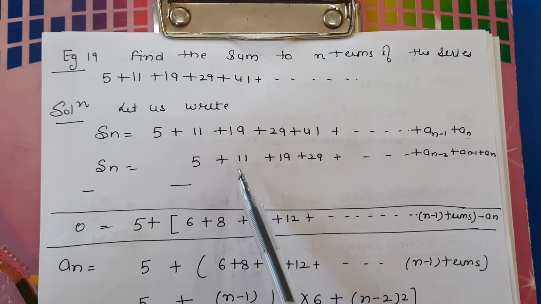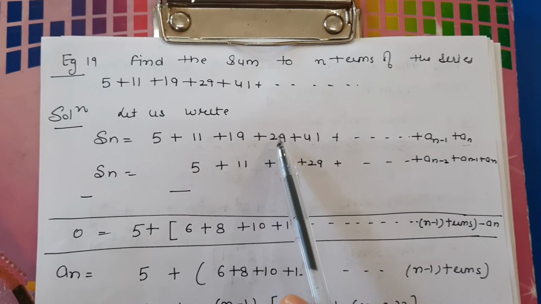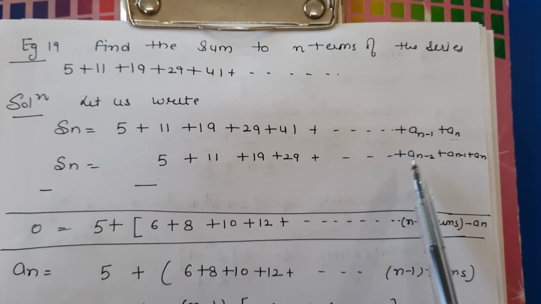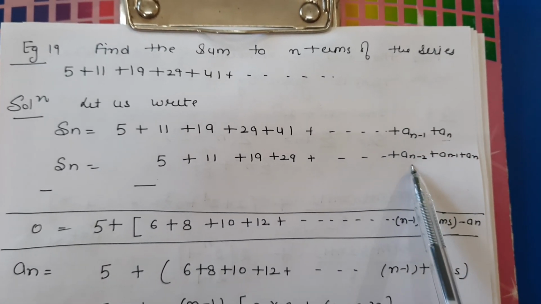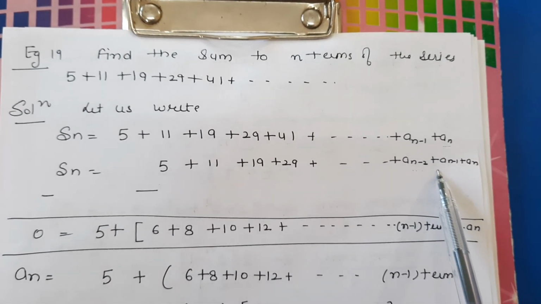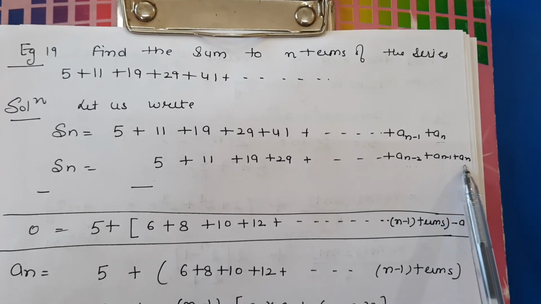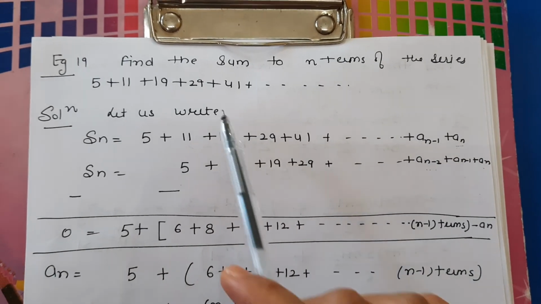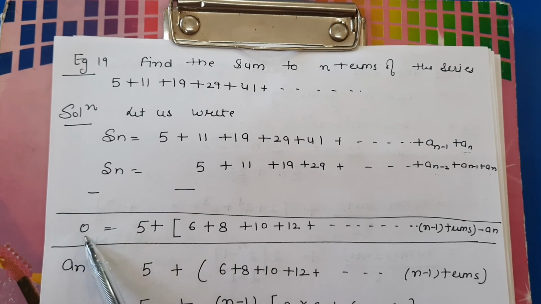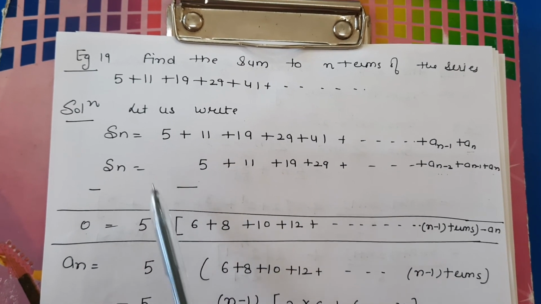This is third term. So I have written the second term. Fourth term, third term. So if it is going to be n minus 1th term, here I have written n minus 2th term. This is your nth term. So it will be n minus 1th term and this nth term as it is. Now subtract these two series. This is Sn minus Sn. It is 0. This 5 I have written as it is.